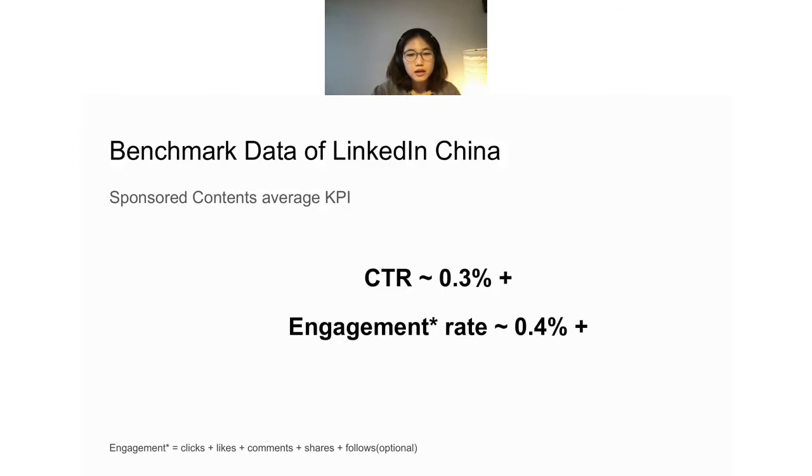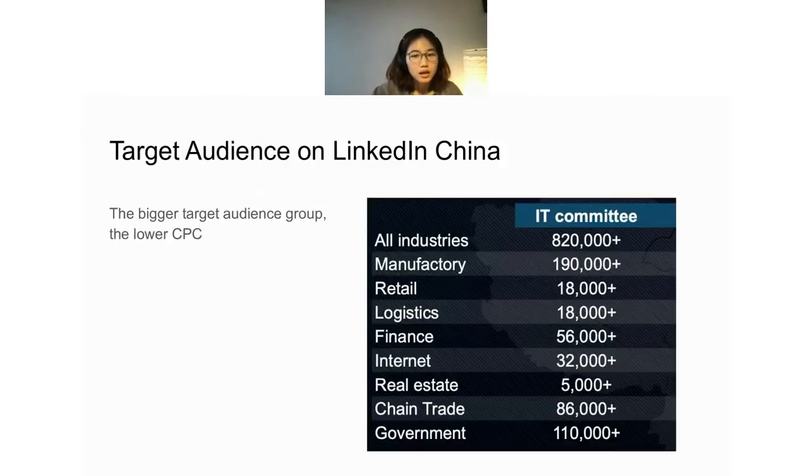The CTR of LinkedIn China ads averages around 0.3%, and the engagement rate is around 0.4%. The engagement rate is the sum of the clicks, likes, comments, shares, and others. This slide shows the IT committee size of LinkedIn China users in different industries. We can see that most people are in the manufacturing industry, the second biggest group is government, followed by finance and some others.